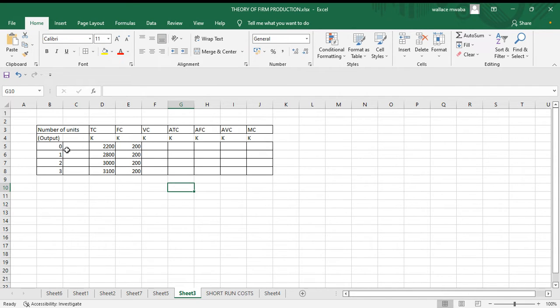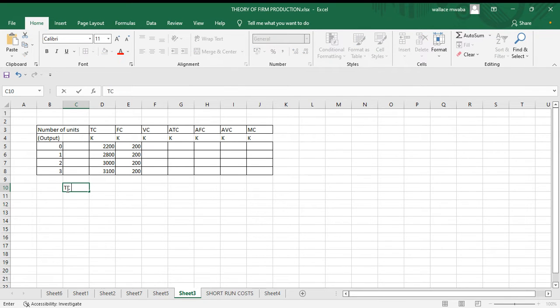We've been given the number of units, our total costs, our fixed costs, and we have been told to find our variable cost, average total cost, average fixed cost, average variable cost, and the marginal cost. So we're going to begin. We're going to start with finding our variable costs.